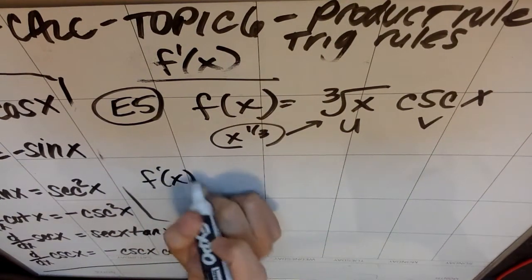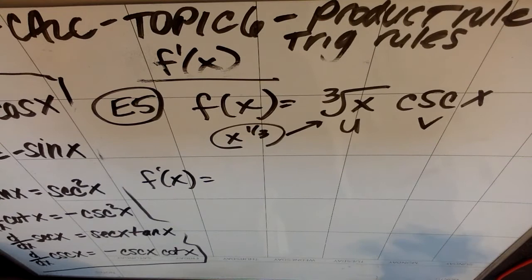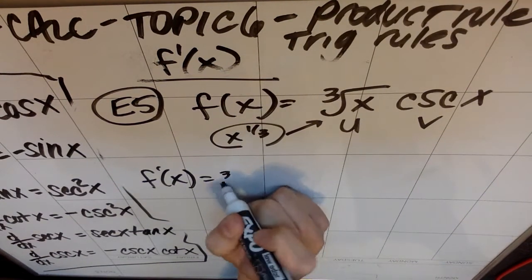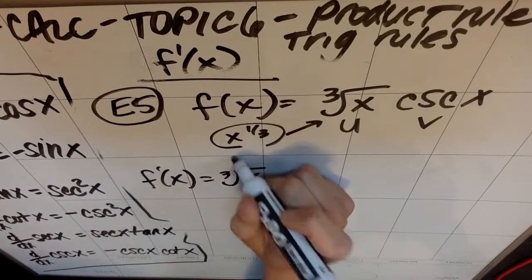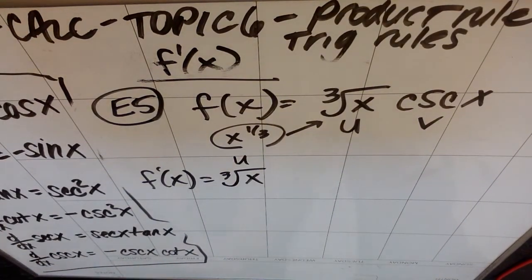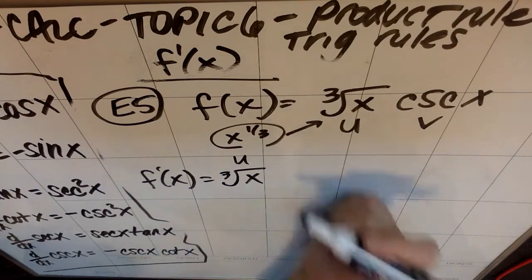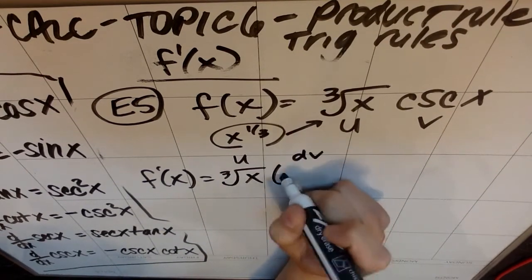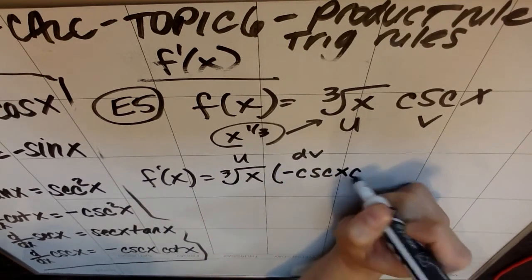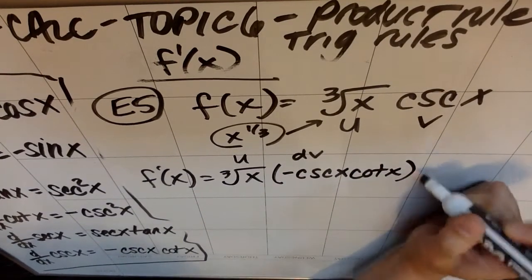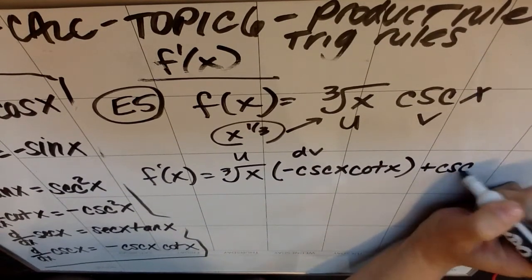So my f prime of x, you will need to think of it as an x to the 1/3 in order to do the power rule when it's time to do du. So u, and you could just leave your u like this, right? That's my u. But when I get to du, it's going to be much, much easier if I think about it as though it is an x to the 1/3, because it is. So u dv, well, the derivative of cosecant is negative cosecant cotangent. So dv is going to be negative cosecant x cotangent x, plus v, which is cosecant x.